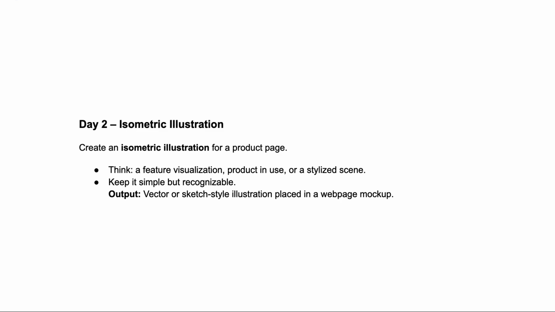All right, day 2, isometric illustration. So create an isometric illustration for a product page. Think of a feature visualization, product in use, or a stylized scene. Keep it simple but recognizable, and your output is a vector or sketch illustration placed in a web page mockup.